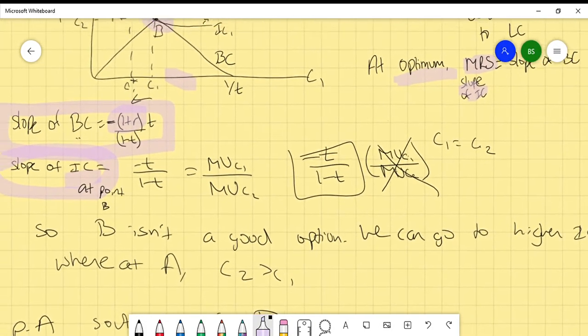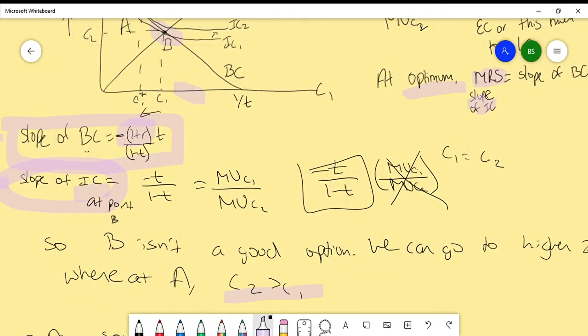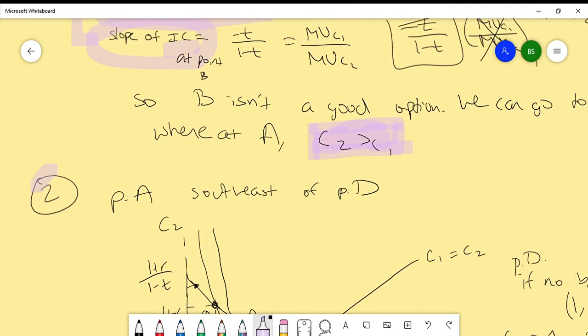and we're going to go to A, and at A, C2 is greater than C1, which takes into account the fact that since they wait longer, they get more money. So C2 is greater than C1. Okay, and the next feature of this graph is that point A is southeast of point D.